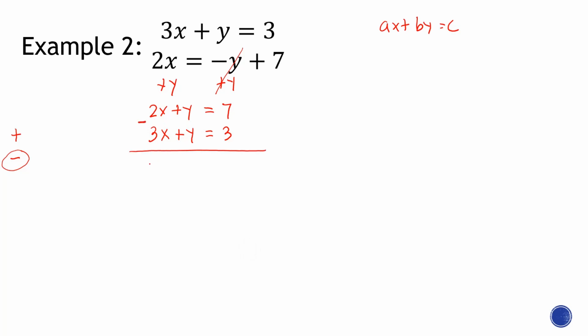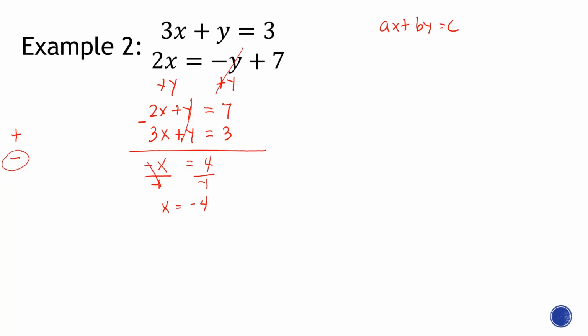So 2x minus 3x is negative x. Obviously, y minus y will be equal to 0. 7 minus 3 is equal to 4. Okay, and then let's divide both sides by negative 1, so the x will be positive. x equals negative 4. And then let's solve for y.